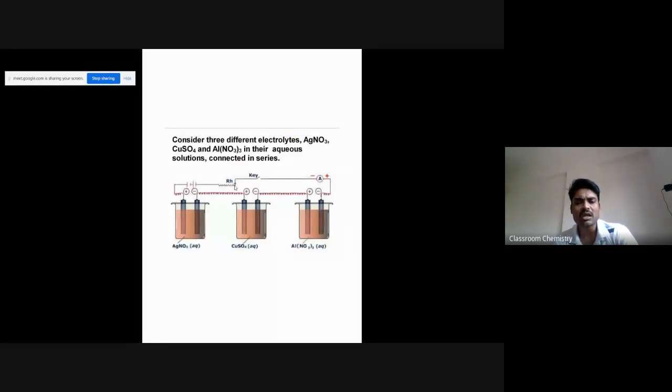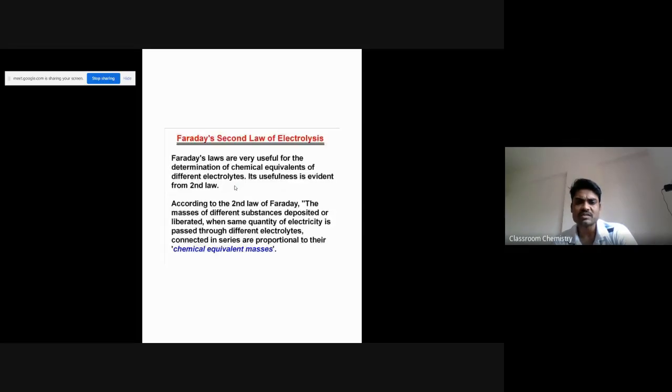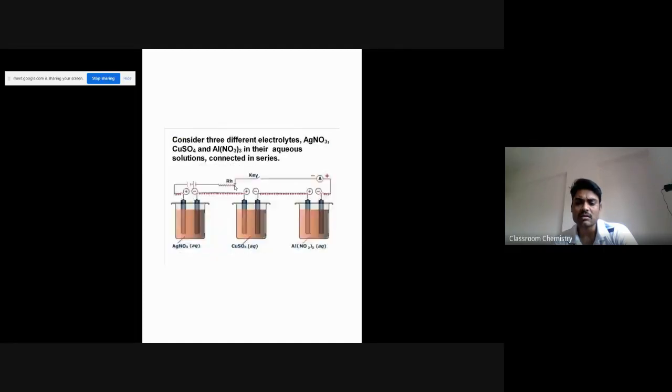जर तुम्ही कुठलेही इलेक्ट्रोलाइट एका सिरीज मध्ये कनेक्ट केले, त्याला एक्सटर्नल इलेक्ट्रिक सोर्स अप्लाय केला आणि इलेक्ट्रोप्लेटिंग झालं, तर त्याचं रिलेशन आपण काय सांगितलेलं आहे? मास जे डिपॉझिशन होणार आहे कॅथोड वरती, ते कोणाबरोबर प्रोपोर्शनल आहे? देअर केमिकल इक्विव्हॅलेंट मासेस. आपण पुढच्या स्लाइड मध्ये पाहणार आहोत प्रत्येकाचं केमिकल इक्विव्हॅलेंट मासेस सेम आहे का डिफरंट आहे.